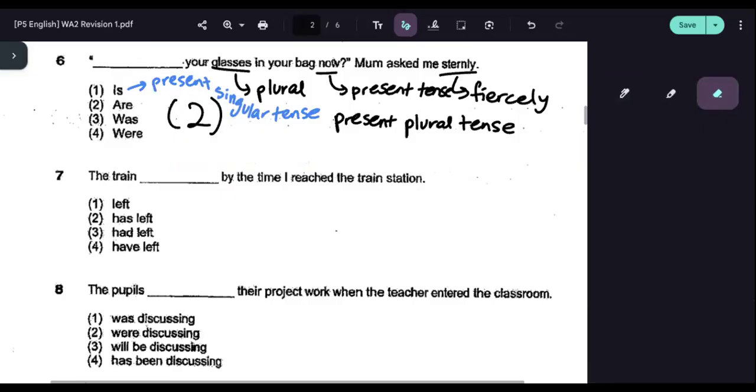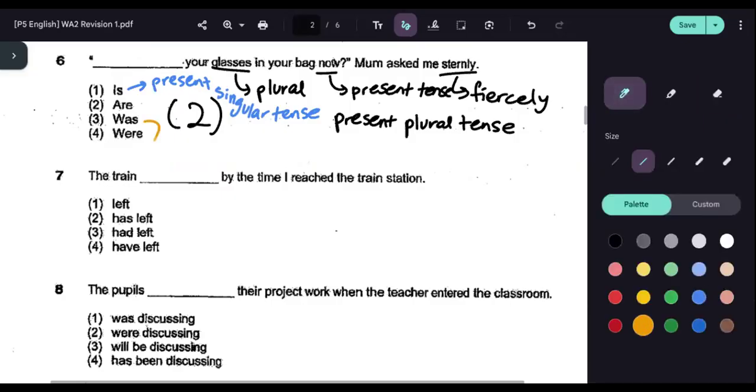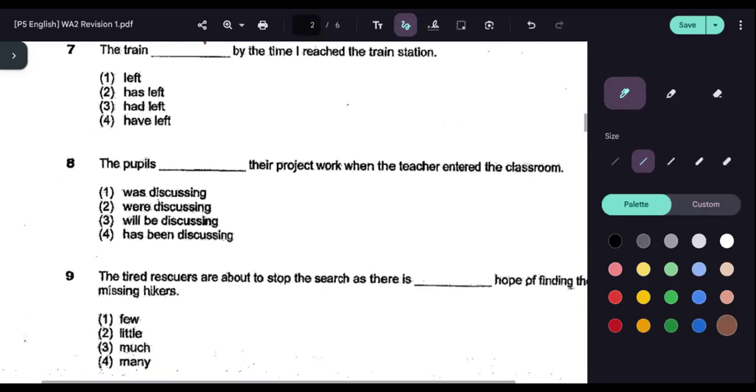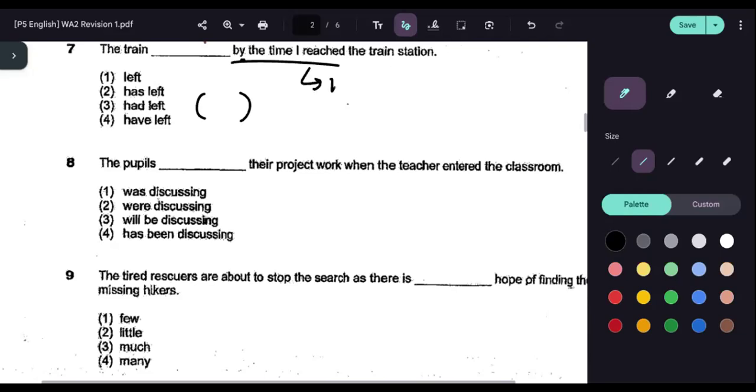So again, let me repeat. Was is for past singular tense. Were, which is right here, will be past plural. Okay, alright, let's go on to the next one. Question number 7. The train blanked by the time I reached the train station. Okay, so by the time I reach means has already happened. So therefore it will be the train had left.